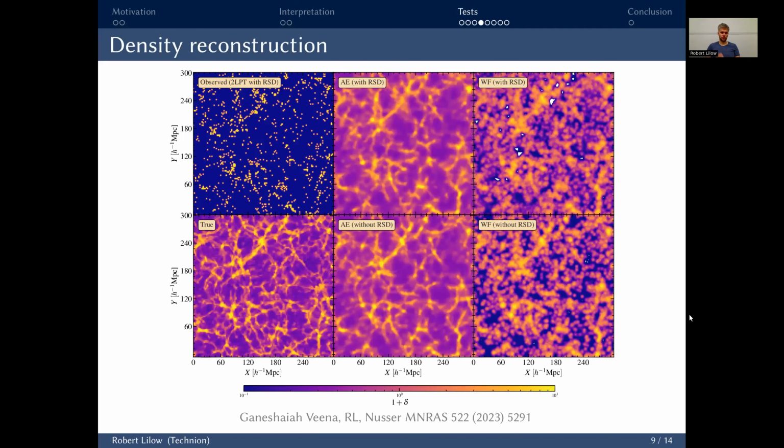Now, in the setup, let me first look at the density reconstruction. So if you look at the lower left panel here, this is the true 2-LPT density we would like to reconstruct. Up here is the Poisson-sampled galaxy distribution that we use as an input. Then in these two columns, we have the autoencoder and Wiener-filter reconstructions. Let me first focus on these two lower panels.